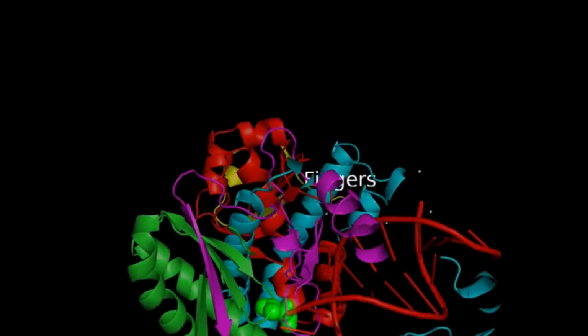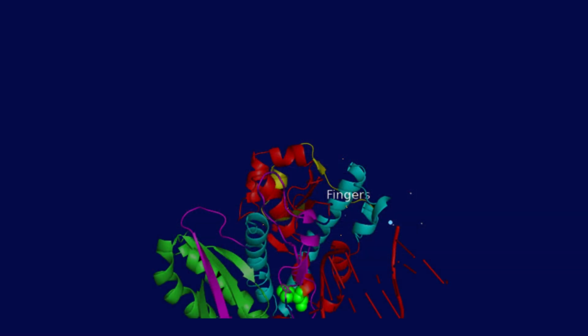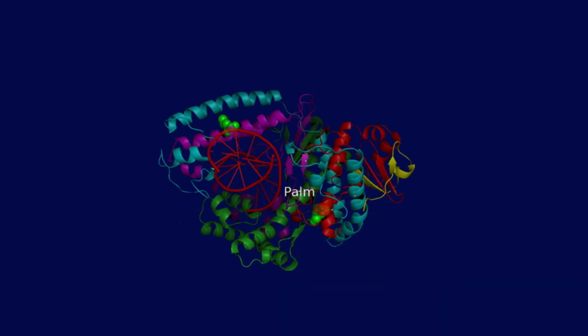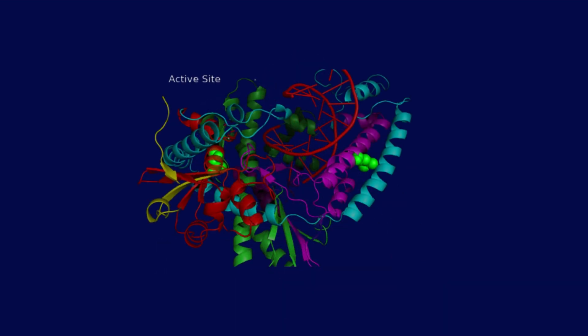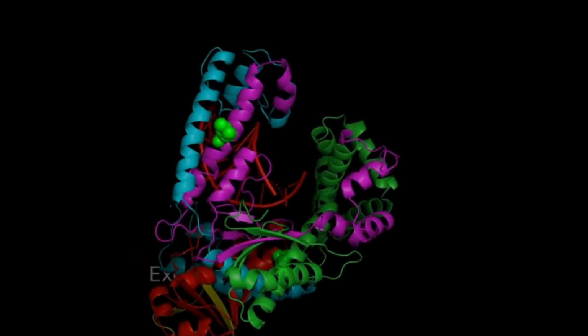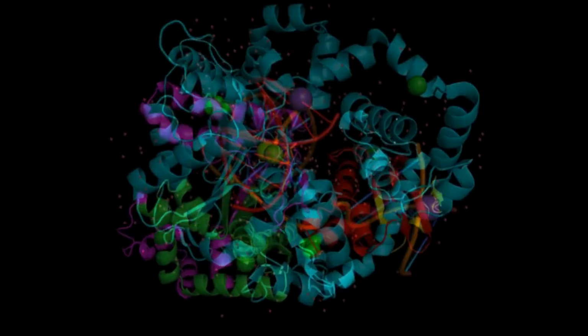DNA polymerase 1 has a structure similar to a right hand with main subdomains: the fingers, palm, thumb, exonuclease, and active site. DNA binding occurs in the cavity formed by these subdomains. The active site is based on conserved amino acid residues of the palm subdomain.